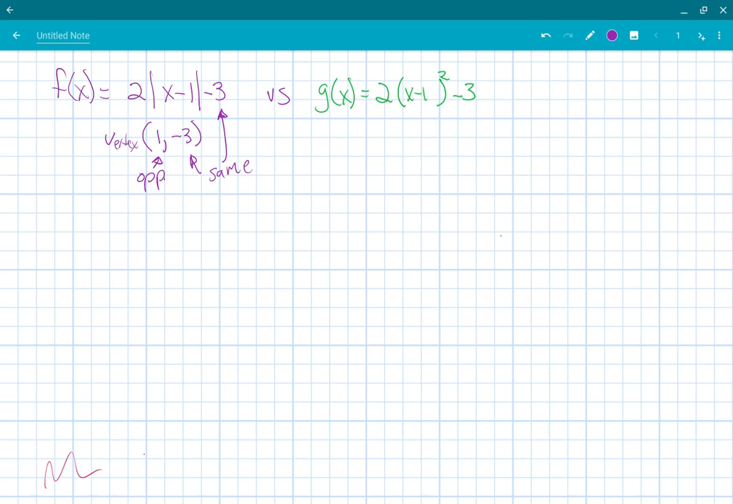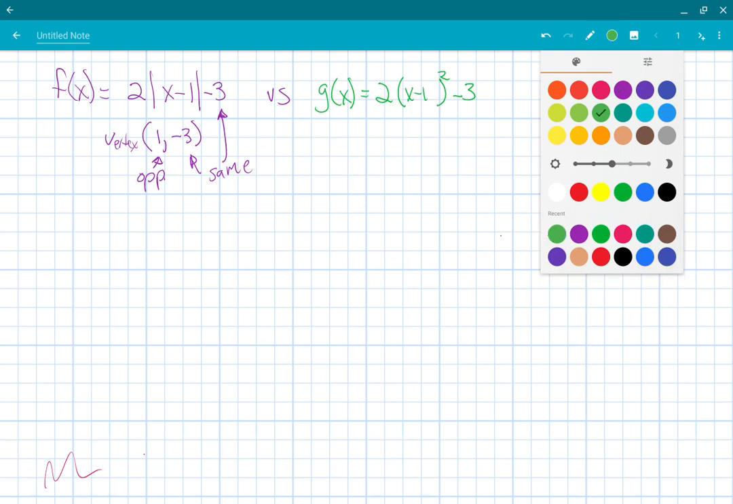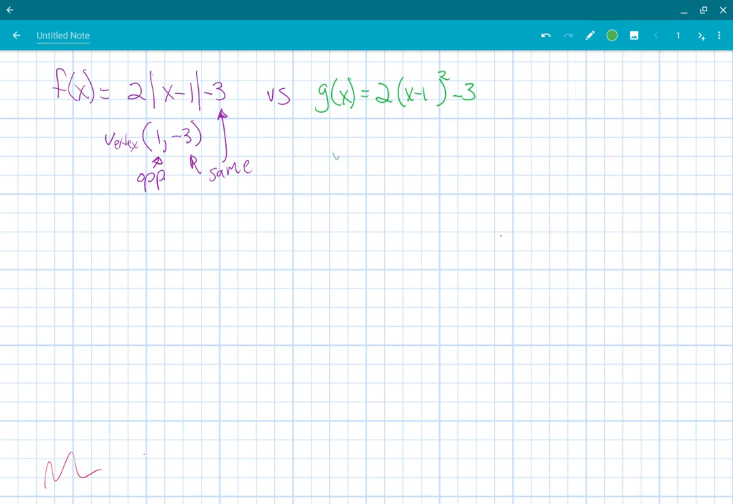All right, so what's the vertex for the quadratic? Same or different? Same, thank you. 1 comma negative 3. Remember, because if you put a 1 here, this is going to turn into 0, and 0 squared is 0, and 0 times 2 is 0. So what's left over? Negative 3, okay?